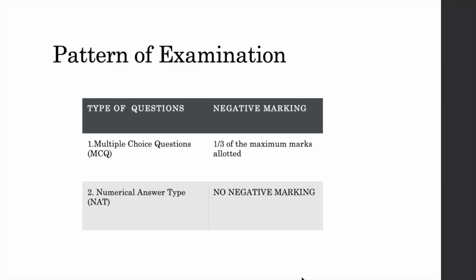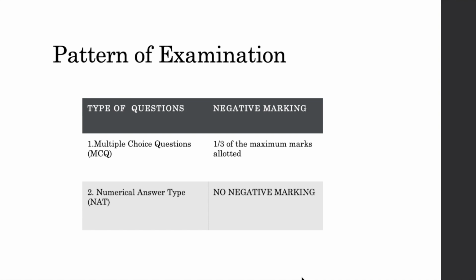So basically there are two types of questions that are being asked in the exam. One is the multiple choice questions and the other one is the numerical answer type question. In the multiple choice question, that is MCQ, there is negative marking of 1/3 of the maximum marks allotted. The second type of question that is being asked in GATE exam is numerical answer type. And in this type of questions, there is no negative marking. So in this, the answer is a signed real number which needs to be entered by the candidate using a virtual numeric pad on the monitor.